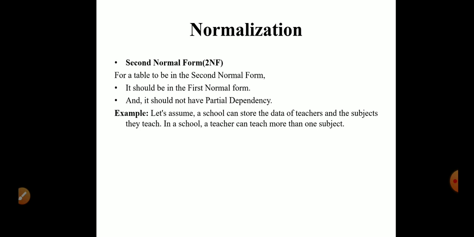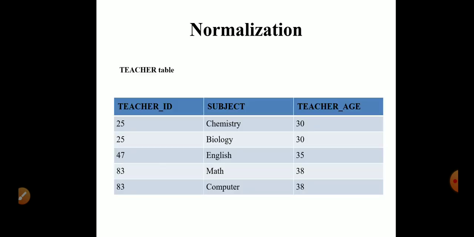We'll see this example table, the teacher table. It consists of attributes teacher ID, subject, teacher age. In the given table, the non-prime attribute teacher age is dependent on teacher ID, which is a proper subset of a candidate key. That's why it violates the rule of 2NF.